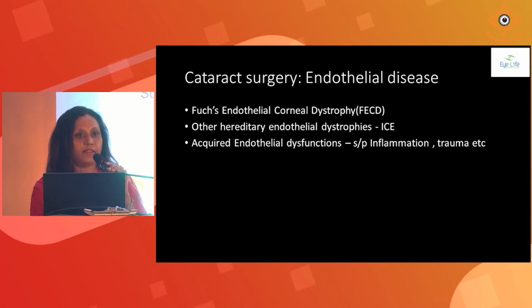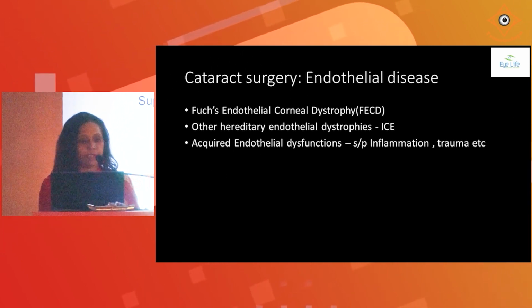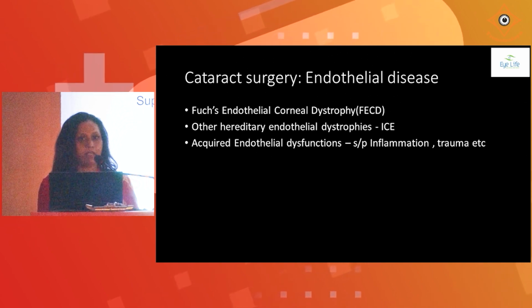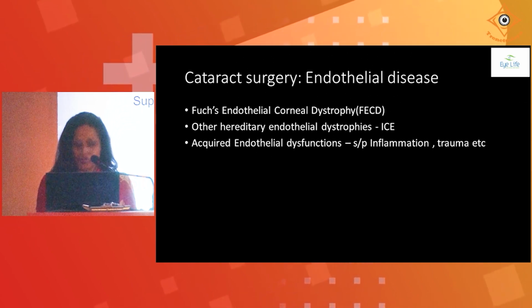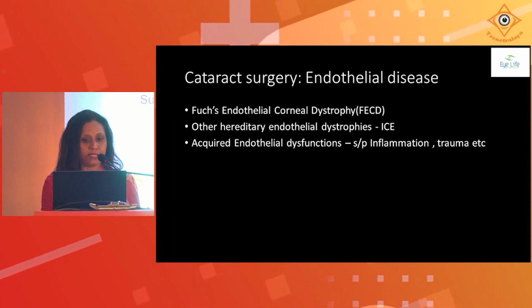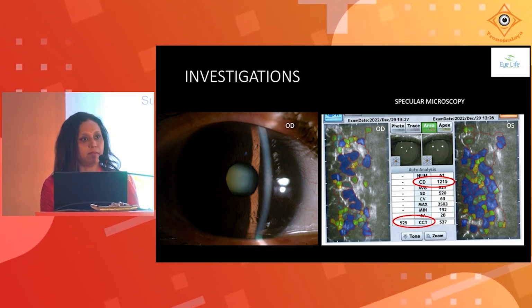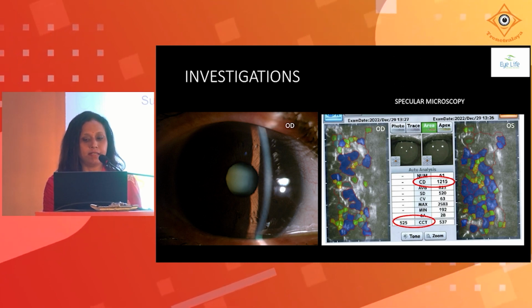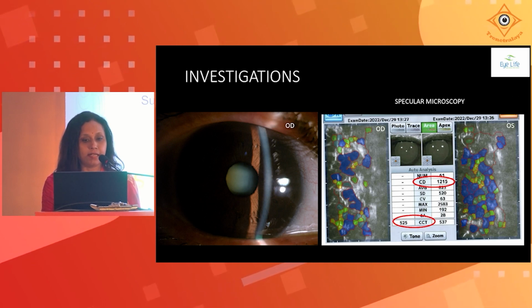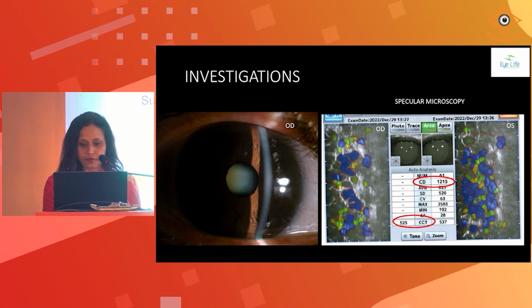Starting with cataract surgery in endothelial disease, as we know, Fuchs endothelial dystrophy is the commonest endothelial pathology that we encounter in our practice, apart from some of the other conditions like inflammatory pathologies. Apart from a clinical diagnosis, the basic investigations required are central corneal thickness and the endothelial cell count, both of which can be easily obtained with the help of a specular microscope.